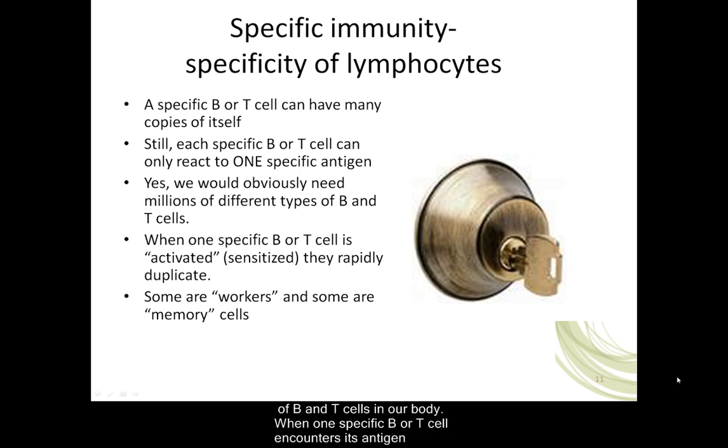Obviously, this means we need millions of different types of B and T cells in our body. When one specific B or T cell encounters its antigen that it recognizes, it is activated and quickly creates copies of itself. Think of it as making duplicate keys. When the infection is over, many of the duplicated T or B cells die, while a few continue to live as, quote, memory cells. These memory cells will allow you to mount a quicker and more aggressive response should you ever become infected with the same antigen in the future.